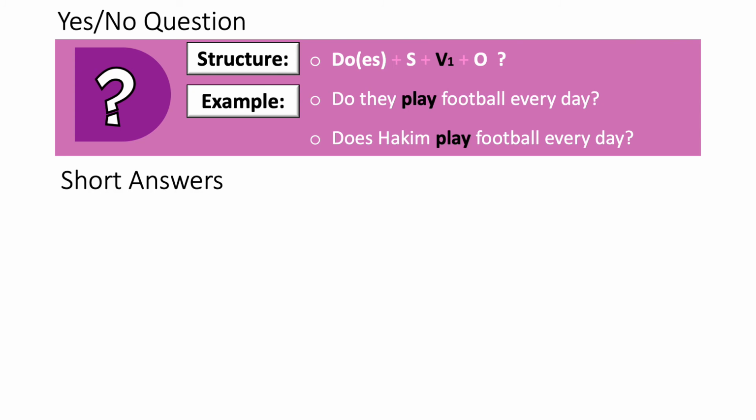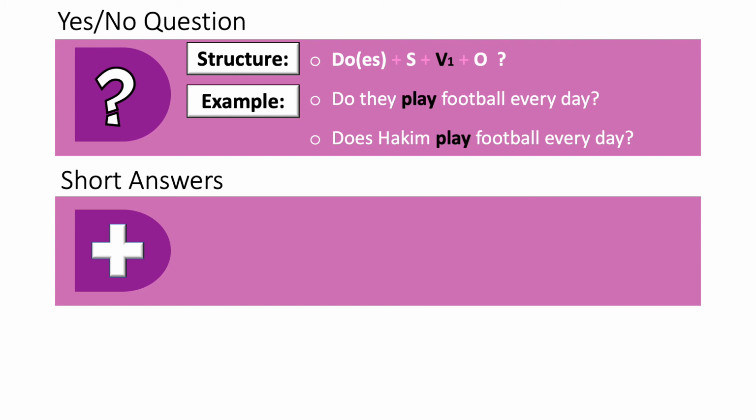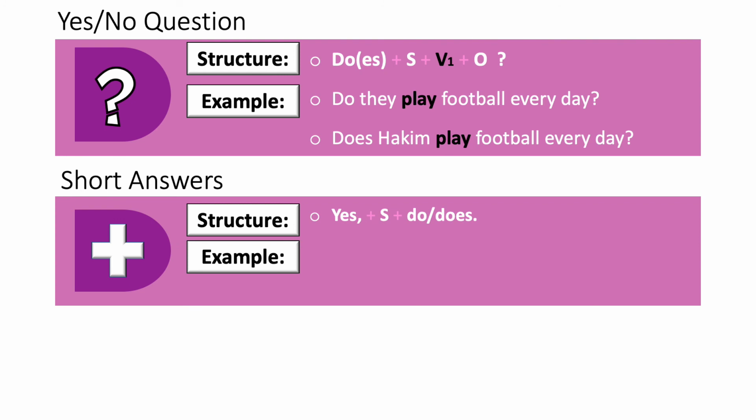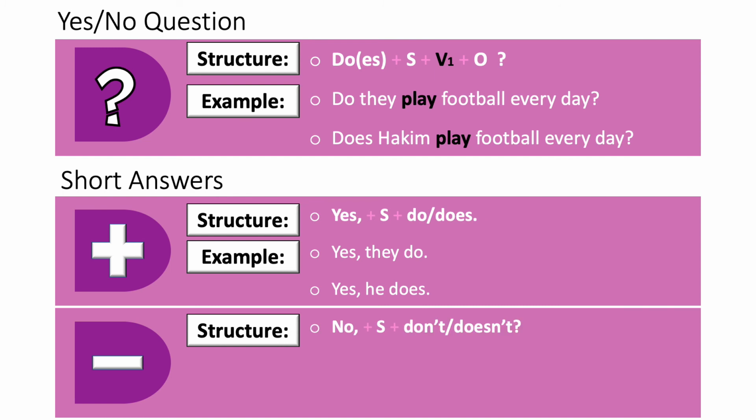Next, we will take a look at how we form the short answers to the questions we have formed above. For positive answers, we answer with the word yes, followed by the subject and the verb do or does. For example, I might answer, yes, they do. And yes, he does. For negative answers, we start with a no, followed by the subject and the verb don't or doesn't, which stands for do not or does not. For example, no, I don't. No, she doesn't. Or no, he doesn't.